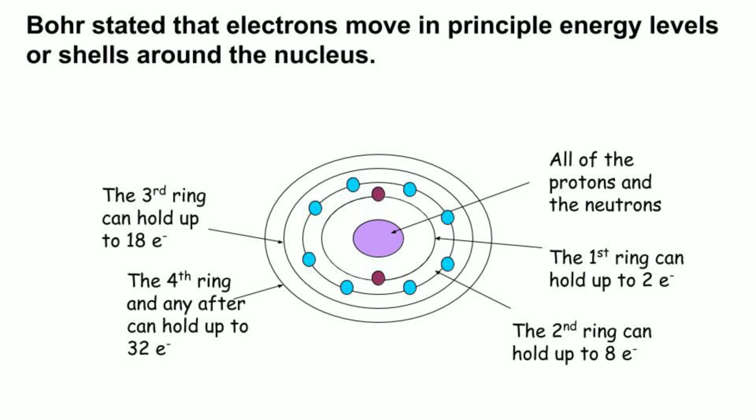Recall that Niels Bohr did an experiment called a flame test, and he observed that various elements give off different colors when placed in a flame. This led him to determine that the energy of electrons is quantized, or a specific quantity related to their position on a principal energy level, also called an electron shell or an electron ring.